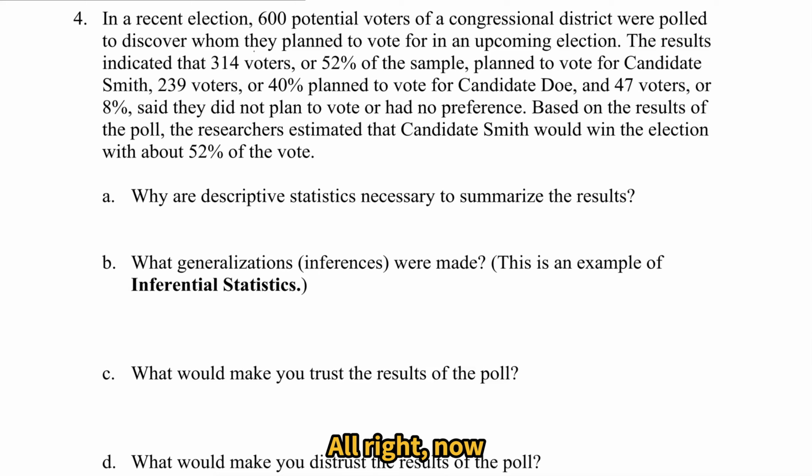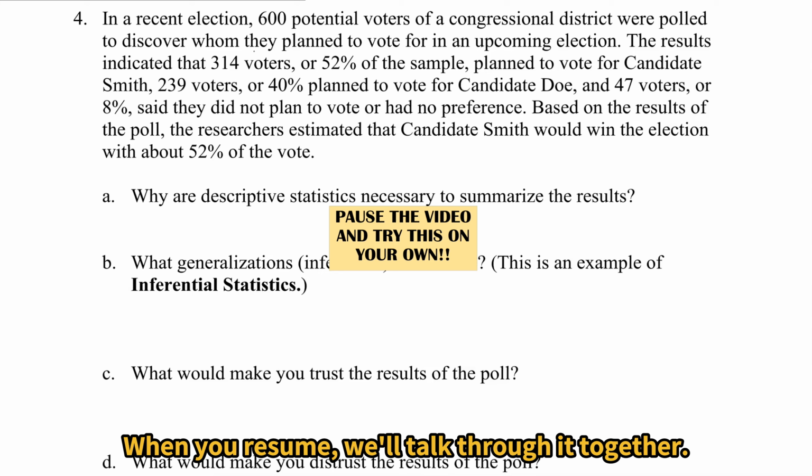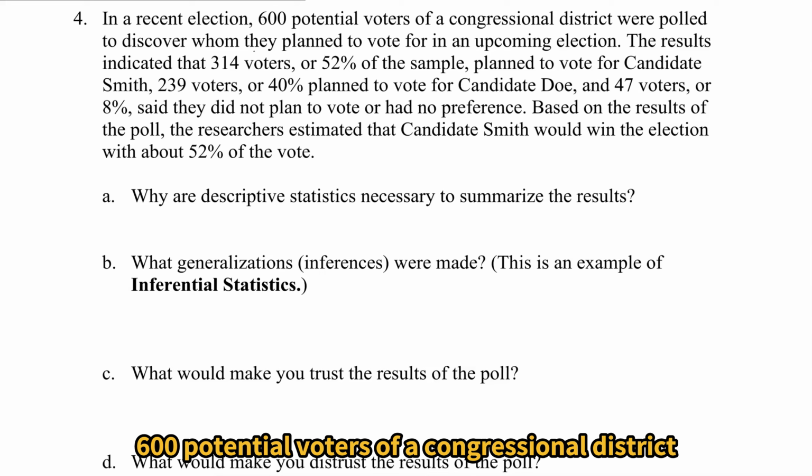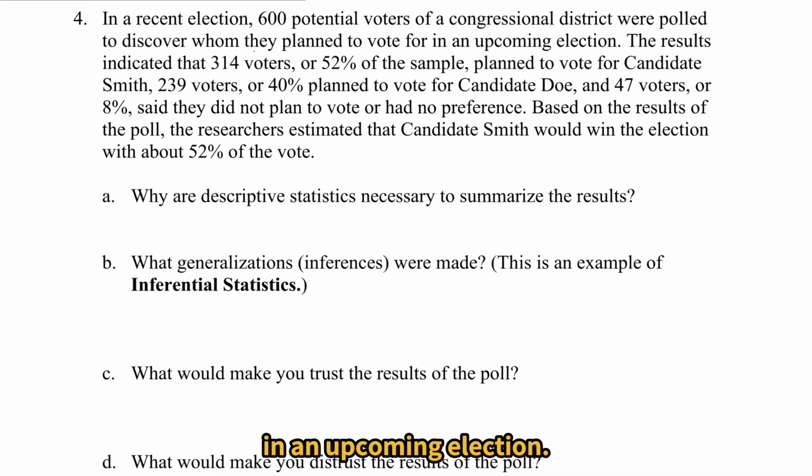All right, now moving on to number 4. Again, hit that pause, try the questions on your own. When you resume, we'll talk through it together. In a recent election, 600 potential voters of a congressional district were polled to discover whom they plan to vote for in an upcoming election.